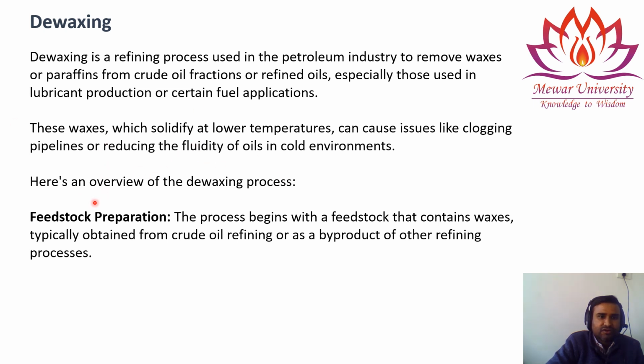So here is an overview of the dewaxing process. This wax is required to be removed from the oil so that the fluidity and its flow can be maintained. So we will give you some overview of the dewaxing process in the refinery. First we need to collect a feedstock, that is feedstock preparation. Mostly the dewaxing process begins with a feedstock that contains waxes, typically obtained from crude oil refining or as a byproduct of other refining processes.